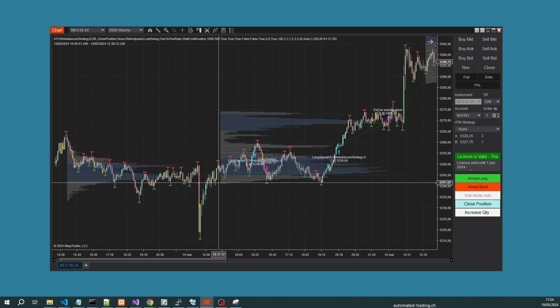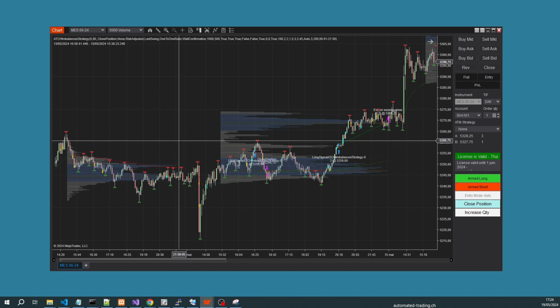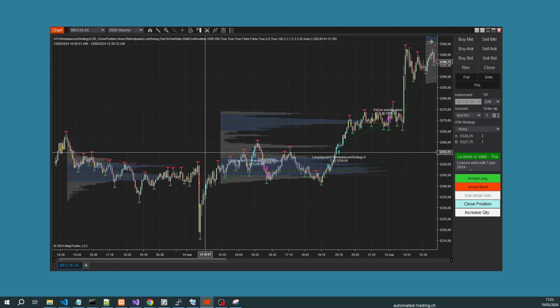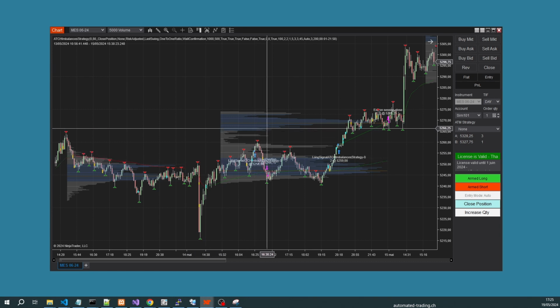So in all this zone, if we have a stacked imbalance, if we have a sell stacked imbalance, well, then we will go short. If we are above the value area, then we are in a long only trend mode. So if we have a buy stacked imbalance like this one, we will go long.